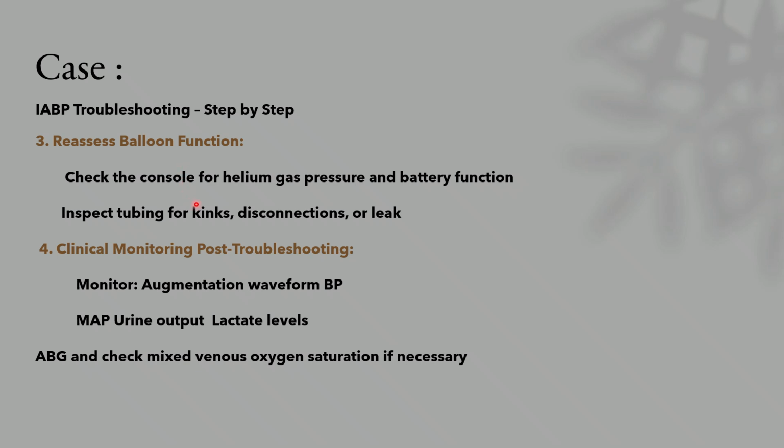We should check the console for the presence of helium gas pressure and the battery function, and inspect the tube for kinking, connection problems, or presence of a leak. Then clinical monitoring post-troubleshooting. If we solve the issue, we should monitor the augmented blood pressure waveform. Also monitor the mean arterial blood pressure, urine output, and lactate level. Also, we can check ABG and the mixed venous oxygen saturation if necessary.